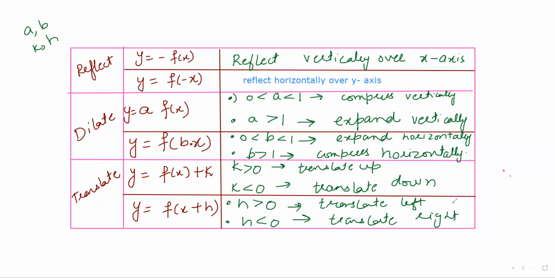So what's happening? We have three things: reflect, dilate, translate. Reflect has two options. If we have a negative sign with the function, we need to reflect vertically over the x-axis. If it is like this, we will reflect it like this. If a negative sign is with the x, we need to reflect horizontally over the y-axis. So are you getting my point?